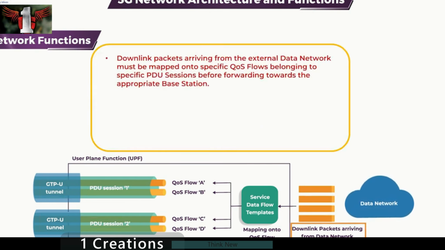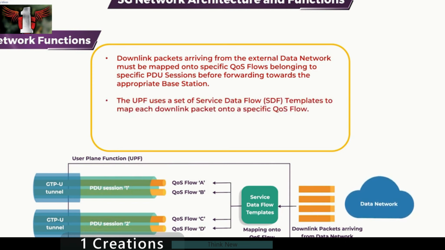Downlink packets arriving from the external data network must be mapped onto specific QoS flows belonging to specific PDU sessions before forwarding towards the appropriate base station. A QoS flow corresponds to a stream of packets which have equal QoS. A PDU session can have multiple QoS flows. The UPF uses a set of SDF templates to map each downlink packet onto a specific QoS flow. SDF templates provide a set of rules for this mapping process.